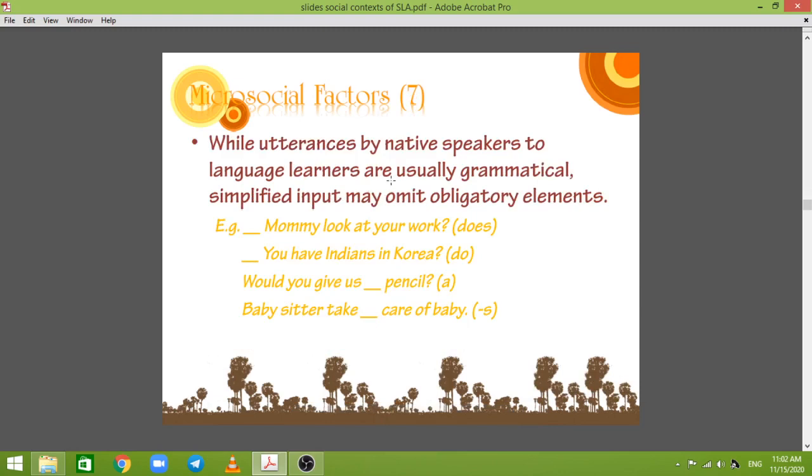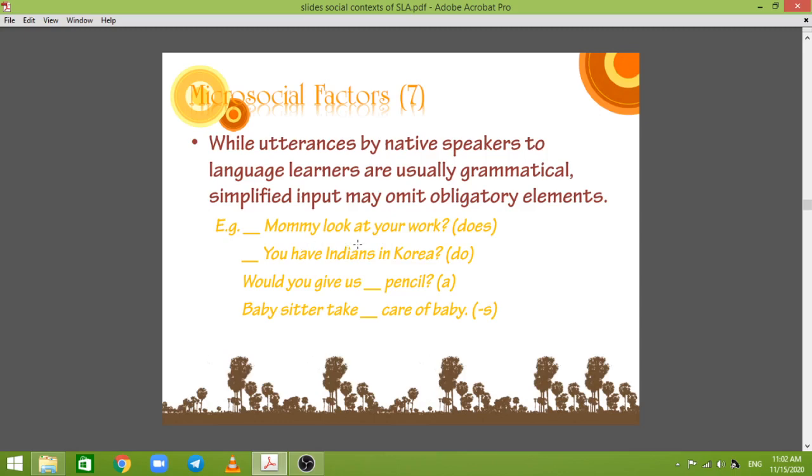While utterances by a native speaker to a language learner are usually grammatical, simplified input may omit an obligatory element, like here. So we have the omission of the word "does" by the native speaker. "Mommy, look at your work?" Actually, it looks like or sounds like a positive sentence.